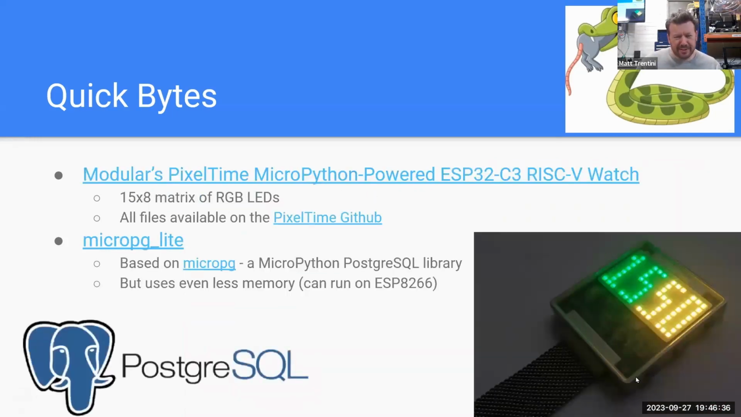Pixel Time Watch. This is kind of retro cool, like a bunch of LEDs. There's a 15 by 8 matrix of LEDs in the top half of this watch. By Modular, I don't know, not related to the Mojo Modular people. Some developer who's published all of their stuff on GitHub as well, which is kind of cool. Looks good.